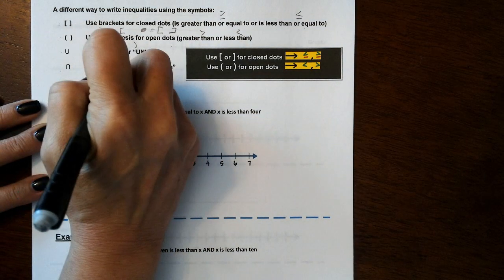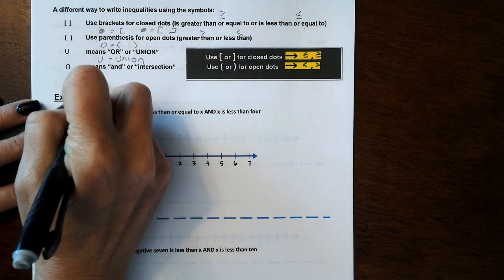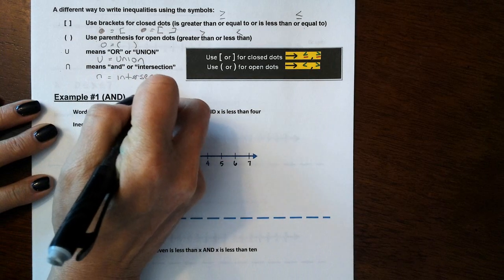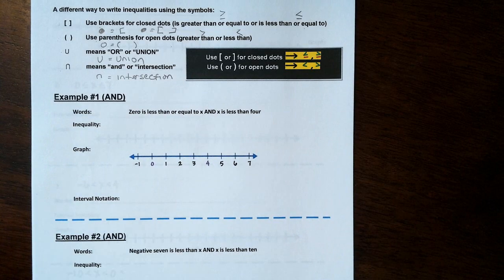This U means union or all together, and the N means intersection. What's the overlapping part that satisfies both? Okay? All right, so that's the first thing.